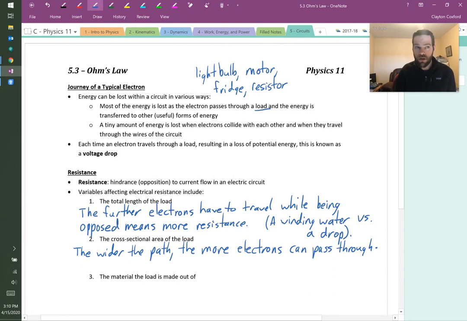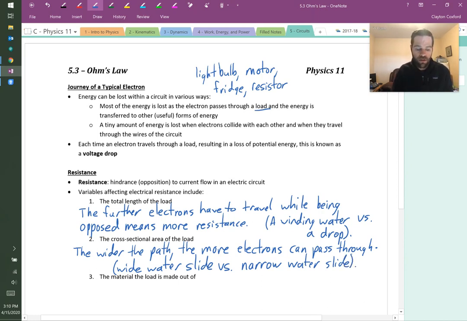In terms of a water slide, think we have a nice wide open water slide. Lots of water can flow down it. And if we have a super narrow water slide, less water is going to be able to flow down there, right? A wide water slide versus a narrow water slide.